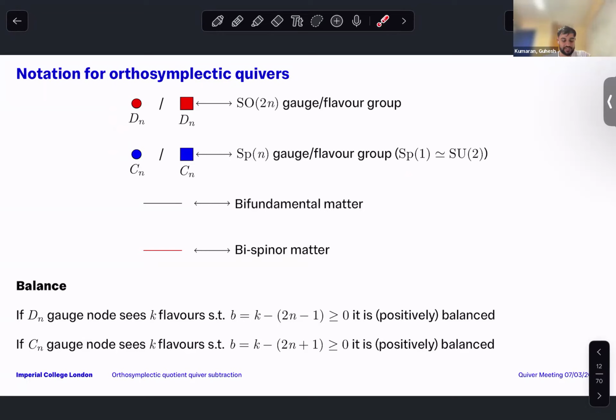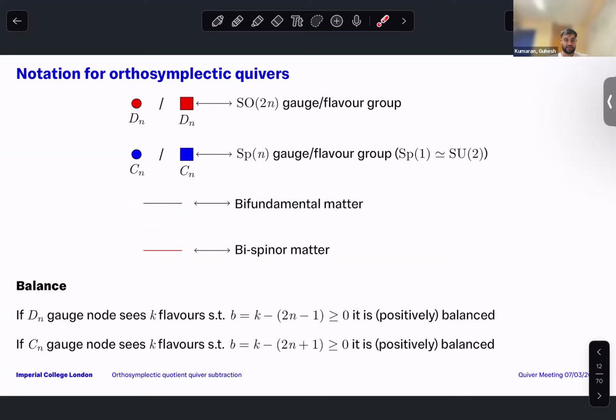Okay. So these are the nodes in a quiver, and you also have edges. We'll have 2 types today. One is the bifundamental, just a solid black line. And we'll also encounter bispinor matter, which I'll denote in red.